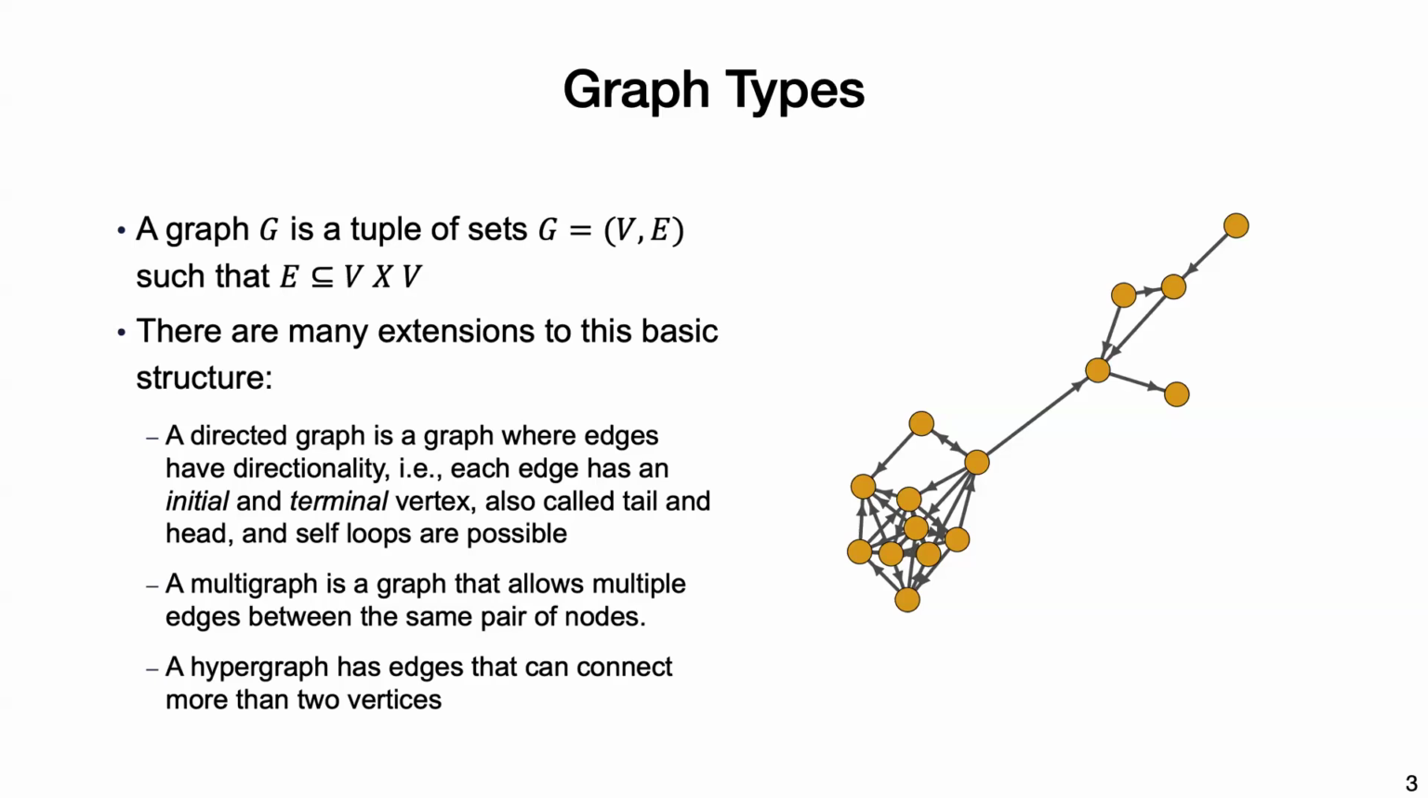And the hypergraph is a general form of graph where edges can connect more than two vertices. So instead of V cross V, it would be V to some arbitrary power, and every edge is now a set rather than a tuple. But we're just going to be doing regular graphs, not hypergraphs.